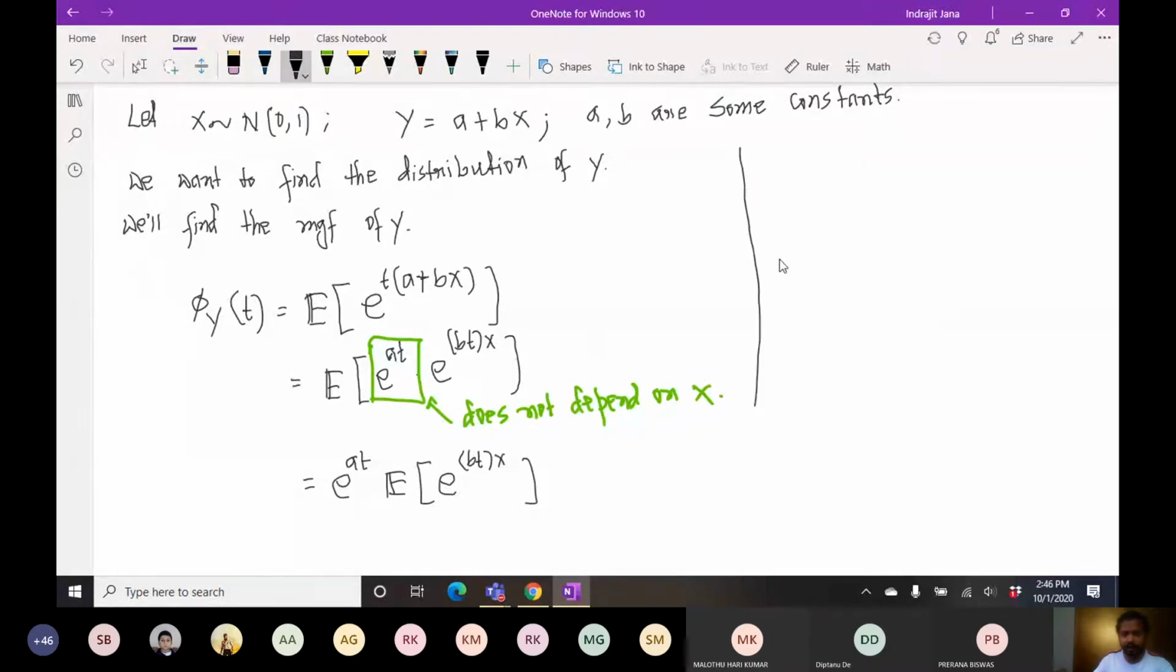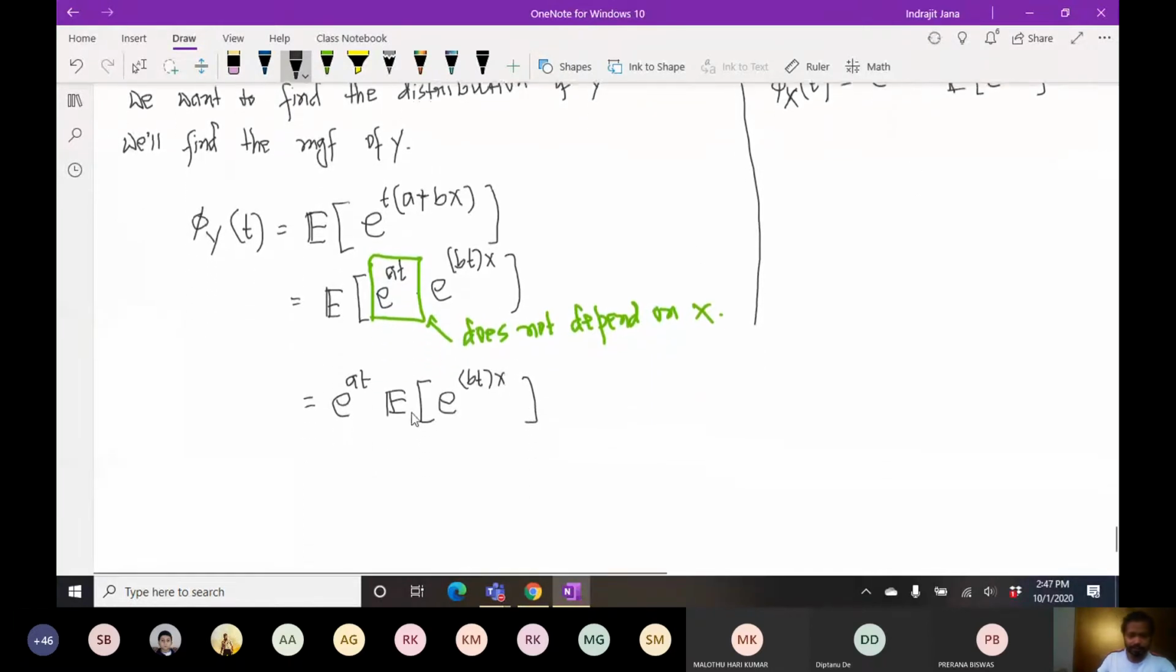Let's recall that the MGF of x, where x is normal 0, 1, is simply e to the power 1/2 t square, and that is nothing but the expectation of e to the power tx. So essentially, the expectation of e to the power tx is e to the power 1/2 t square. And now instead of writing t, if I write p, it will be 1/2 p square. So whatever you write, you will get 1/2 square of that. So I have btx here, so this is going to be e to the power at times e to the power 1/2 b square t square.